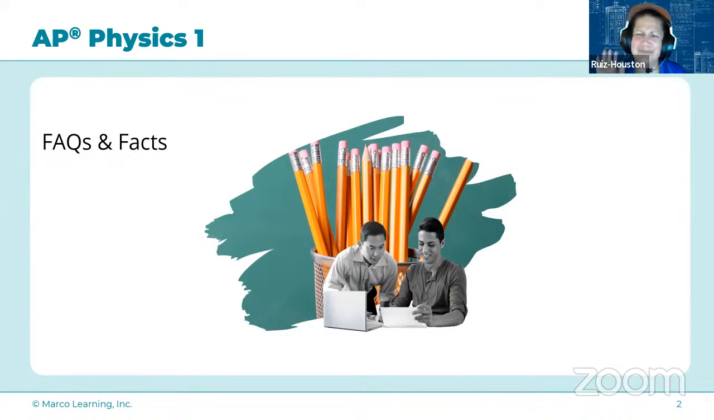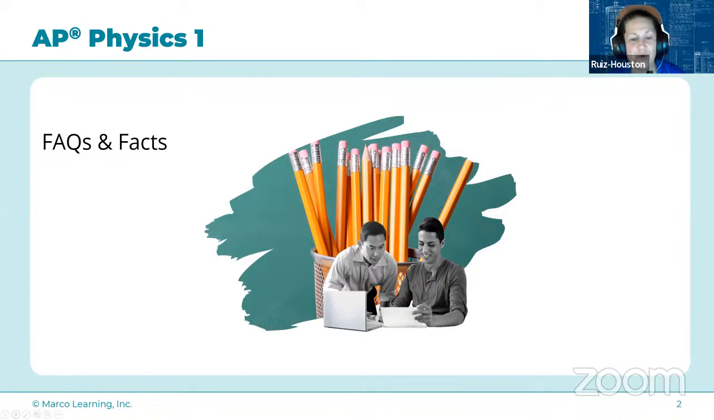And you might say, Miss Ruiz, why are you making a big deal about this? Because there used to be a time when the equation sheet could only be used on a certain section of the test, and a calculator could only be used on a certain section of the test. But now you're welcome to use both on all sections of the test. So count it as a blessing.